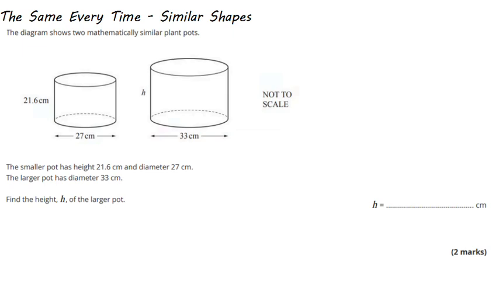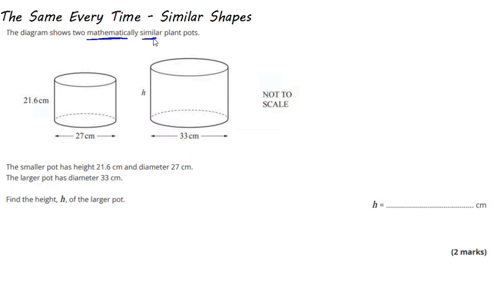Right, what have we got here then? The diagram shows two mathematically similar plant pots. I'll just point out the words here. In the other questions that we saw, they just said the word similar, didn't they? But occasionally you will see that they write mathematically similar.